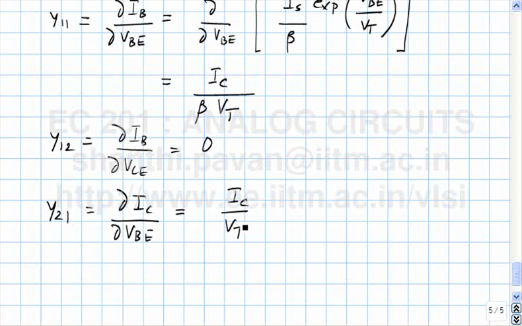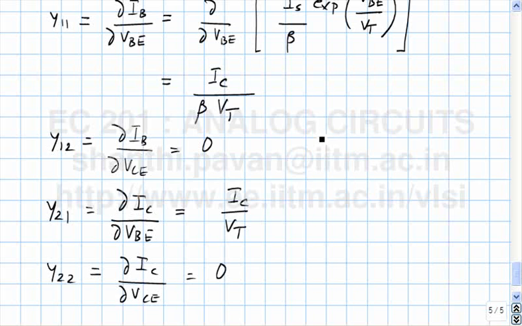This is independent of IS. In the MOS transistor, the transconductance is dependent on the geometry, W by L, mu and C ox and all that. The beautiful thing about the bipolar transistor is that regardless of IS, the transconductance of the transistor is IC by VT. And what is Y22? Y22 is ∂IC by ∂VCE, which is 0.